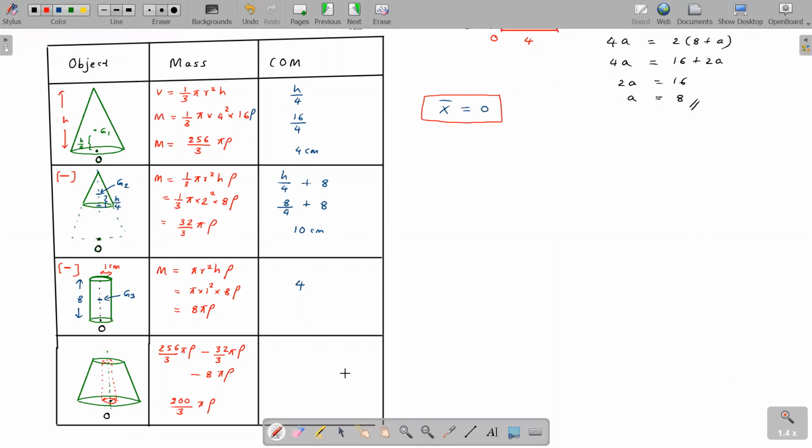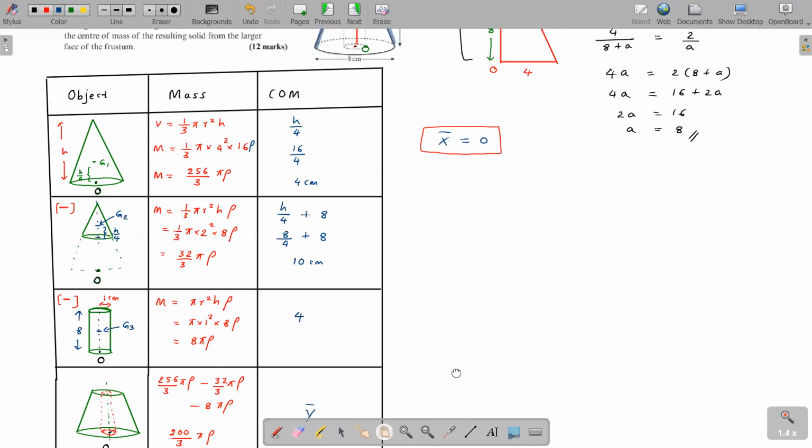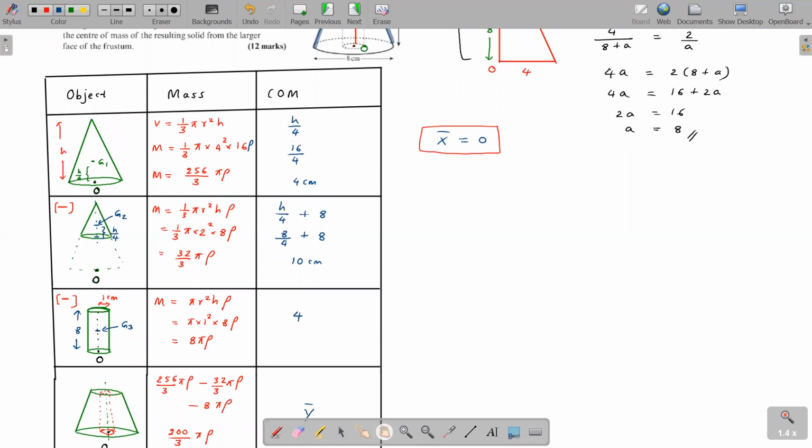All right, guys. And the center of mass is what we are trying to find from O. That is y bar in this case, because we are finding the vertical height. From O, we are trying to find the vertical height. We don't need the horizontal height.